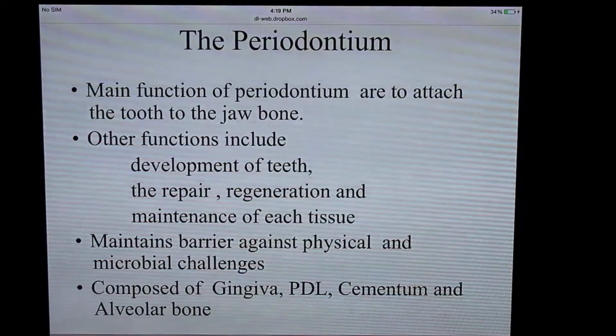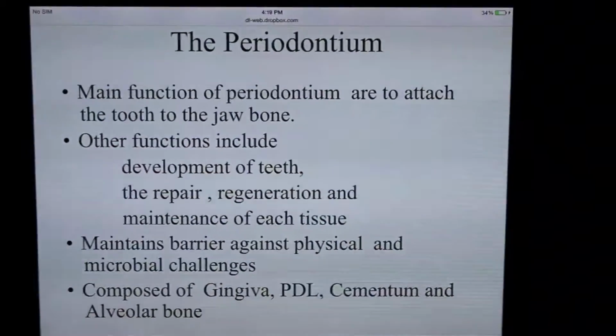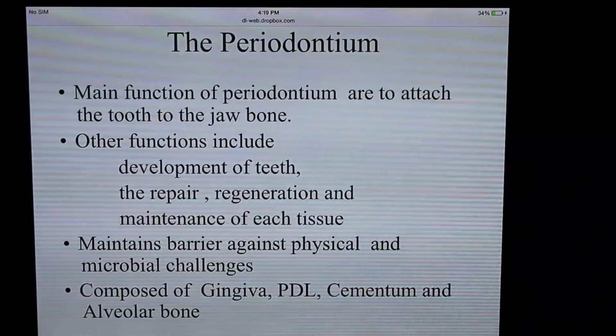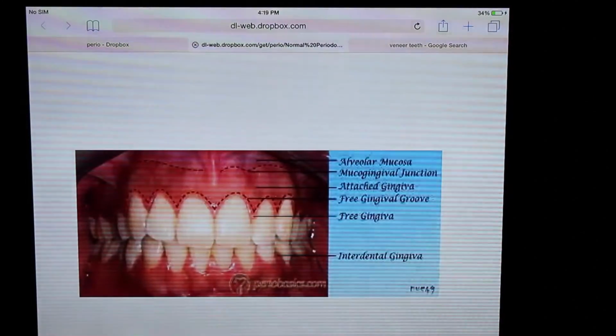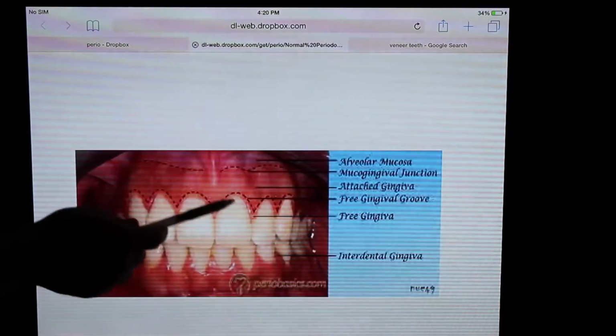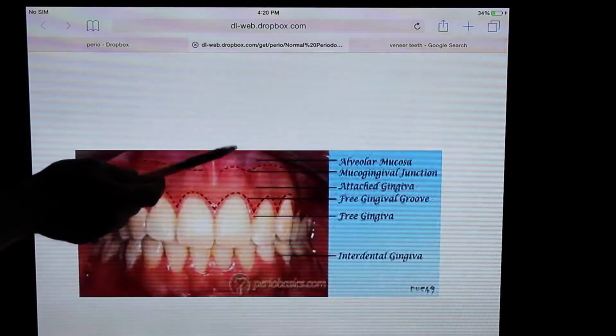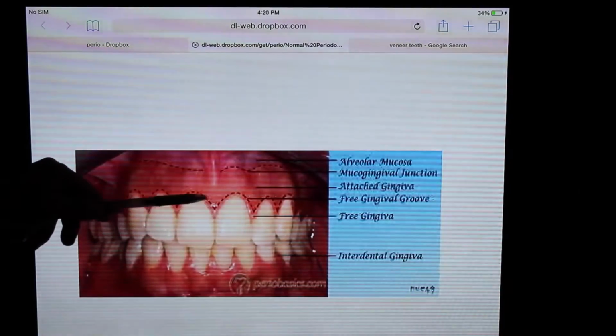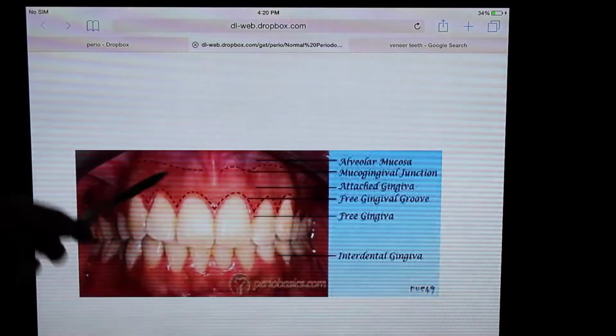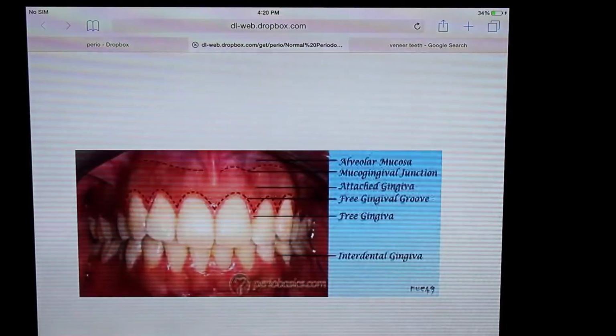Now, what are the components of periodontal tissues? They are composed of gingiva, periodontal ligament, cementum, and alveolar bone. Now, this slide shows the anatomical features of gingiva. This is a tooth. This is gingiva, pink in color, and this is the gingival margin. This is the free gingival groove. This is attached gingiva. This is the mucogingival junction, and this is alveolar mucosa.